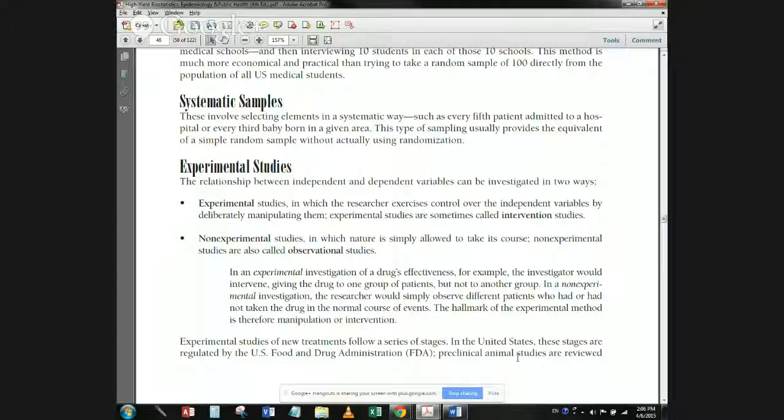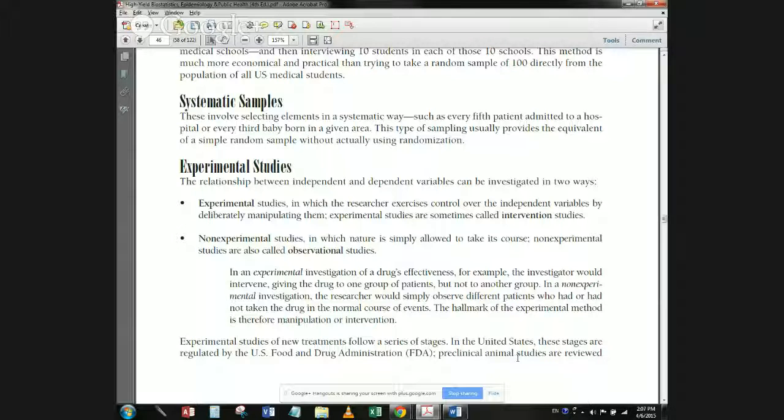In an experimental investigation of a drug's effectiveness, for example, the investigator would intervene, giving the drug to one group of patients, but not to another group. In a non-experimental investigation, the researcher would simply observe different patients who had or had not taken the drug in the normal course of events. The hallmark of the experimental method is therefore manipulation or intervention.